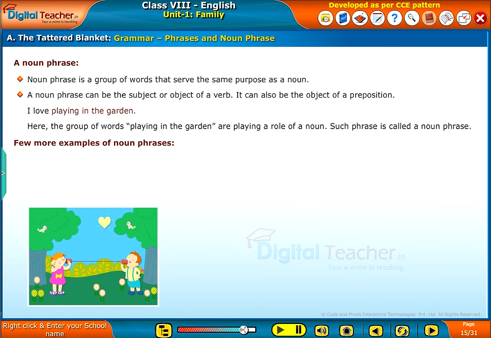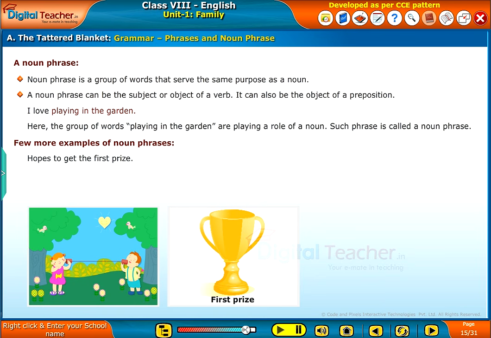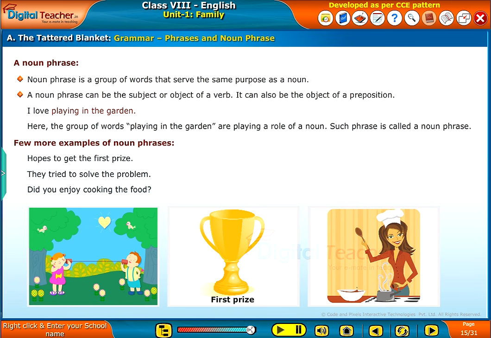A few more examples of noun phrases. Hopes to get the first prize. They tried to solve the problem. Did you enjoy cooking the food? To get the first prize is a noun phrase. To solve the problem is a noun phrase. Cooking the food is a noun phrase.